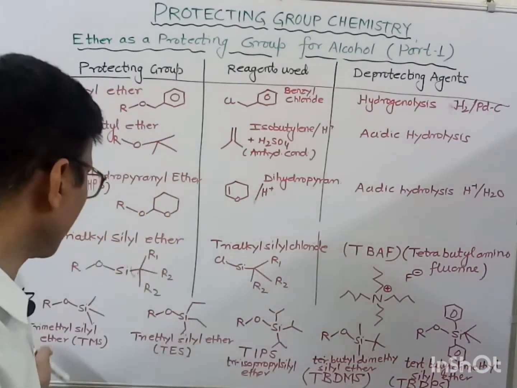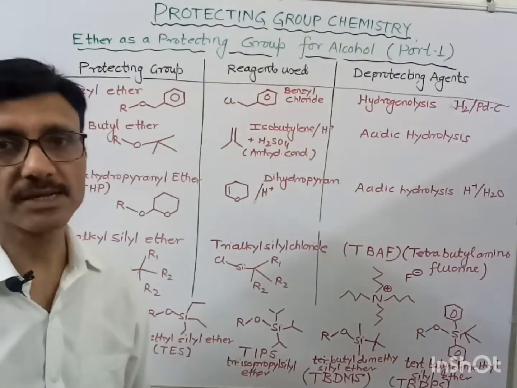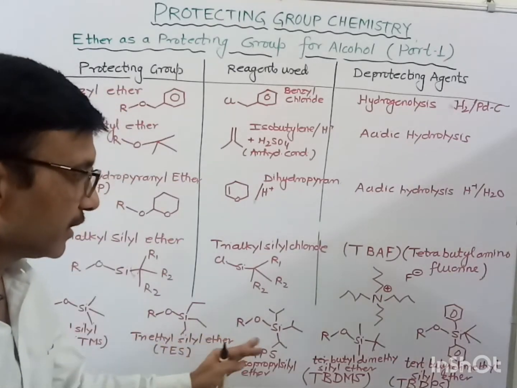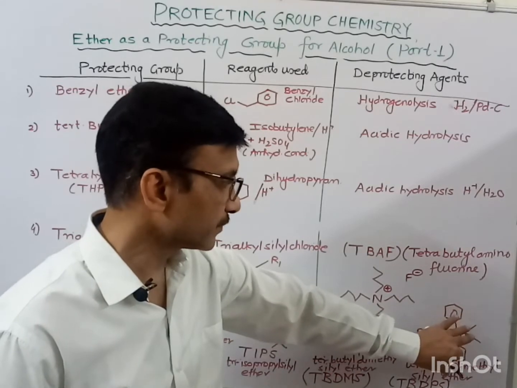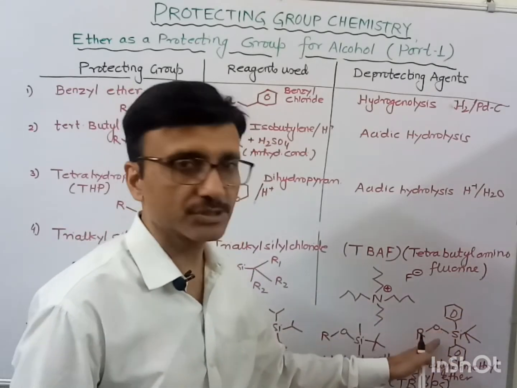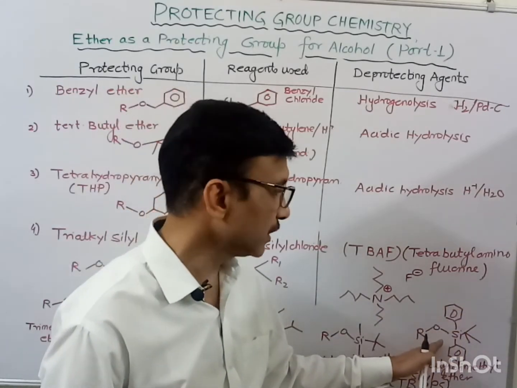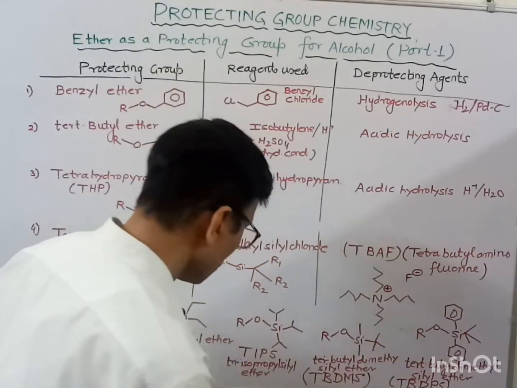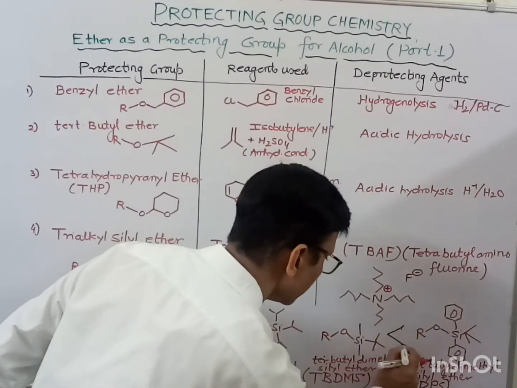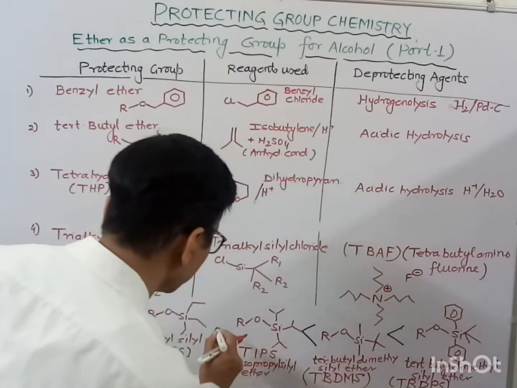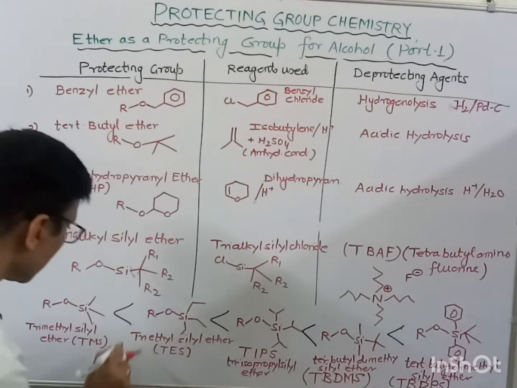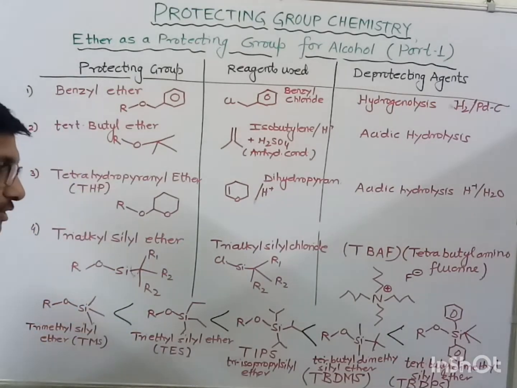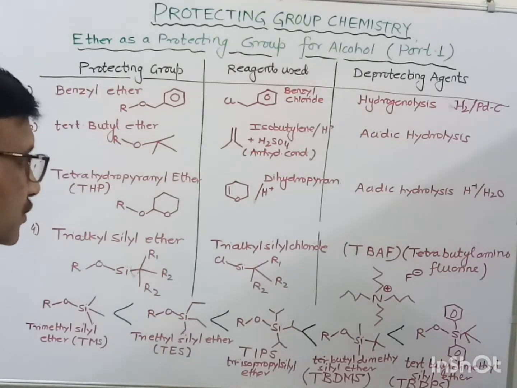These are the different forms of trialkyl silyl ether. If we see the stability, the one with the bulkiest group over the silicon is the most stable, and the one with the least bulky group is the least stable. So this is the stability order.